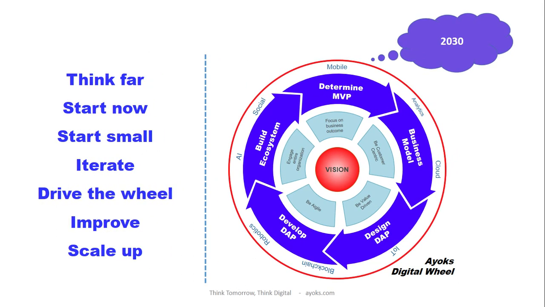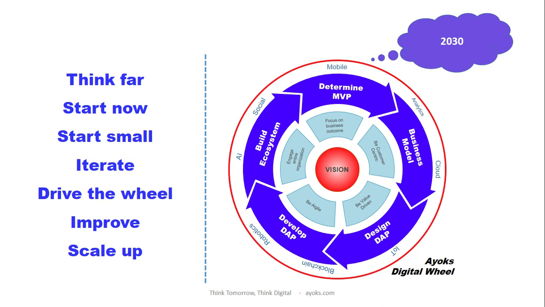So digital innovation is not rocket science. It's something you can actually do. Now, one thing that is important is you can think far. You can think the next 10 years. What do you want to produce? What do you want to offer? But you must start from where you are. So you have to start now. And you can start small. Though you're thinking big, then iteratively you will continue to improve and drive the wheel.